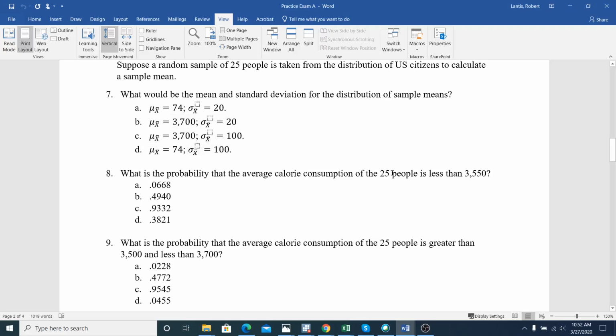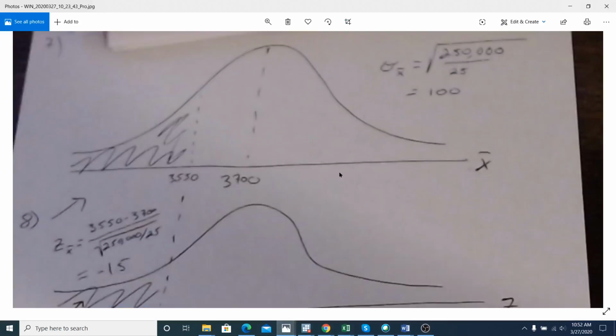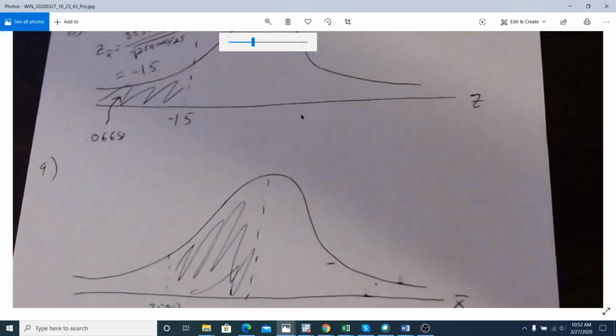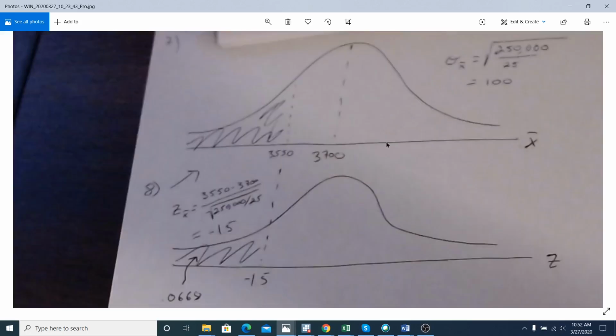So we've got our mean, we've got our standard deviation. What's the probability that, for these 25 people I sampled, the average calorie consumption I find is less than 3,550? If I go to drawing this out, I know the distribution of my sample means will be normally distributed, since the original variable I sampled from was normally distributed. It has a mean of 3,700, and I want the probability of less than 3,550, so I want the area to the left. I have to turn this normal distribution into a standard normal distribution, or z-scores.